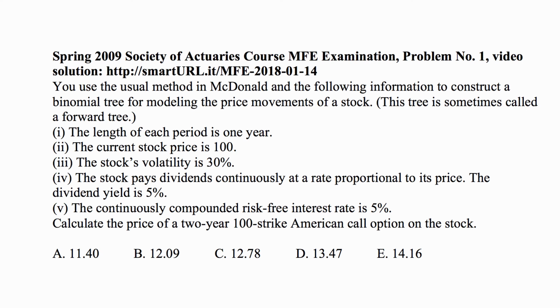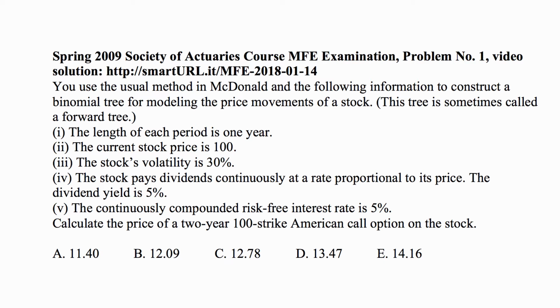Here is a practice problem for exam MFE. You use the usual method in McDonald and the following information to construct a binomial tree for modeling the price movements of a stock. This tree is sometimes called a forward tree. The length of each period is 1 year. The current stock price is 100. The stock volatility is 30%. The stock pays dividends continuously at the rate proportional to its price. The dividend yield is 5%. The continuously compounded risk-free interest rate is 5%. Calculate the price of a 2-year 100-strike American call option on the stock.